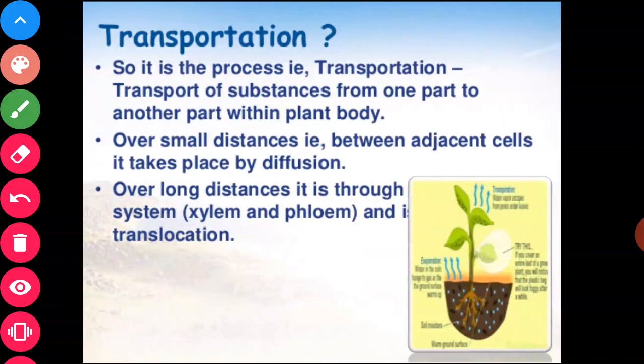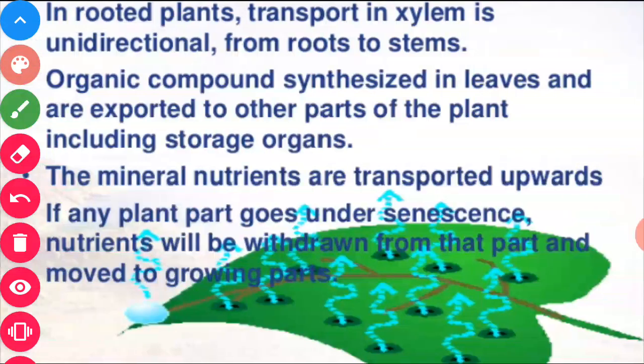As far as plants are concerned, there are complex tissues present. These complex tissues, or we can say conducting tissues, are known as xylem and phloem, and they translocate, or we can say they transport, food and water in the plant body. In rooted plants, transport in xylem is unidirectional, from roots to the stem. So we can say that the water is transported from roots to the aerial parts of the plant in a unidirectional way.